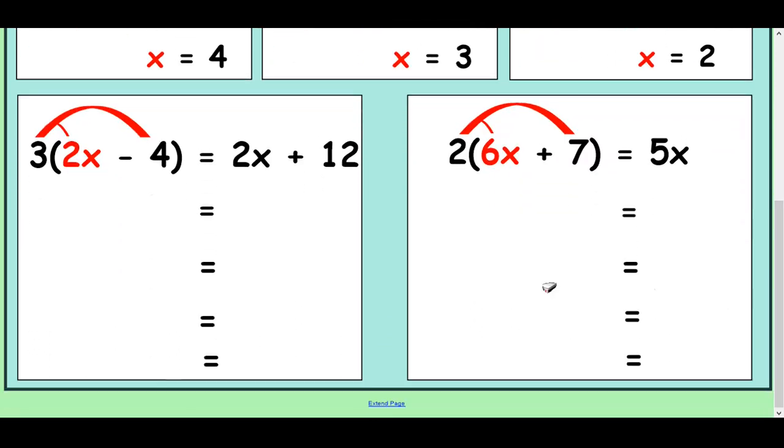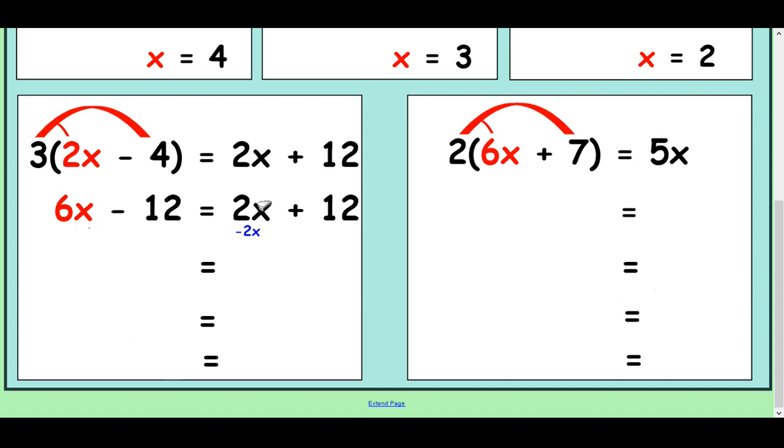Now, the hard thing about this one is I've got x's and numbers on both sides and the bracket, so it's a wee bit harder than what we did earlier. But let's just take our time and try and solve it. So 3 times 2x is 6x. I'm just timesing the bracket out first. Take away 3 4s are 12. Again, nothing's really happened here, so all you need to do is write out the equation.